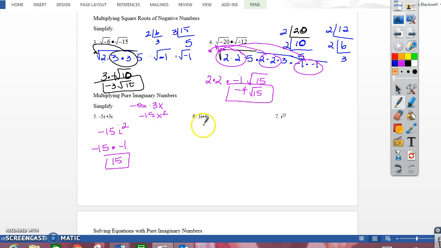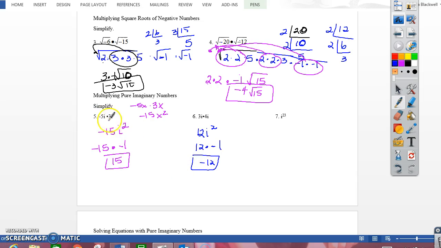Okay? And then I have 3i times 4i. Well, 3 times 4 is 12. i times i is i squared. And so 12 times i squared, I know i squared is negative 1. So 12 times negative 1 is negative 12.